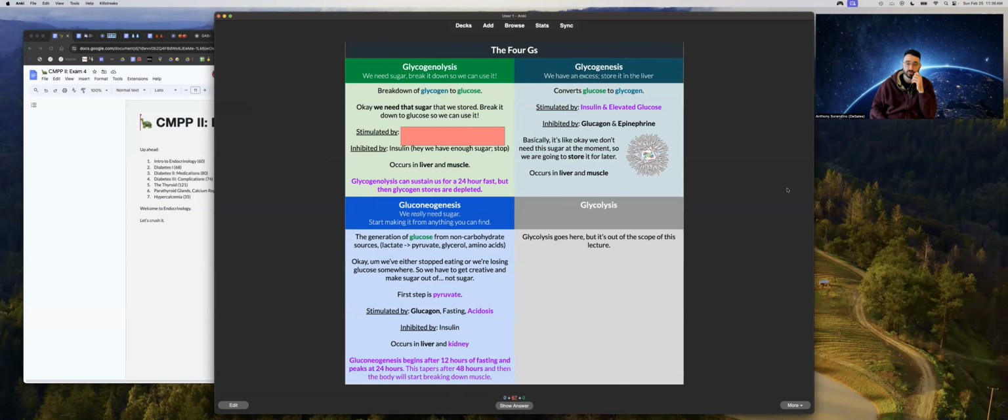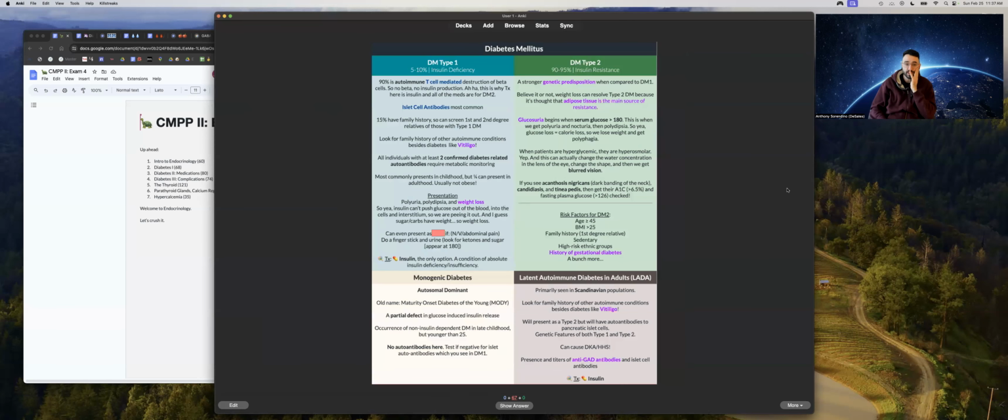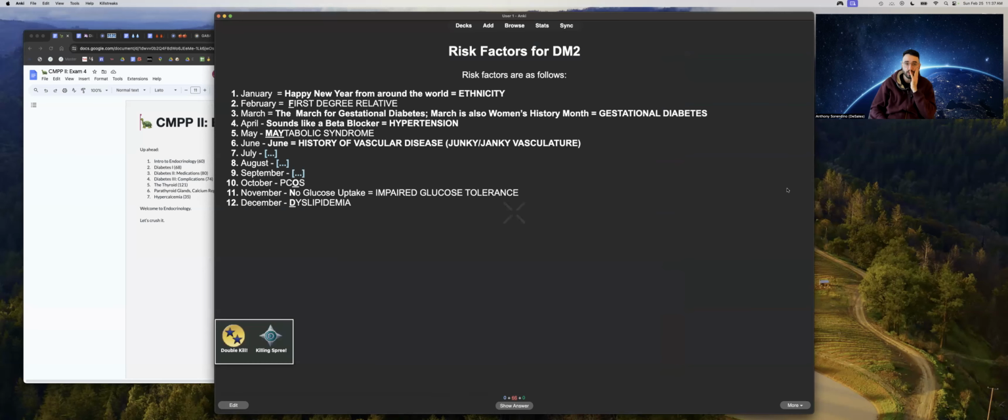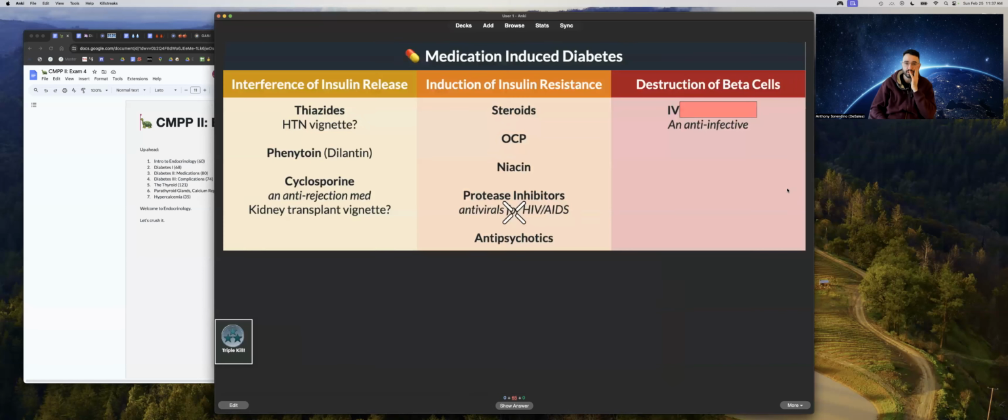What stimulates glycogenolysis? Hey, we need sugar. Exercise, activity, catecholamines, glucagon. That's right. Can even present as DKA in DM type 1. July, BMI over 25. August, age over 45. September, sedentary lifestyle.